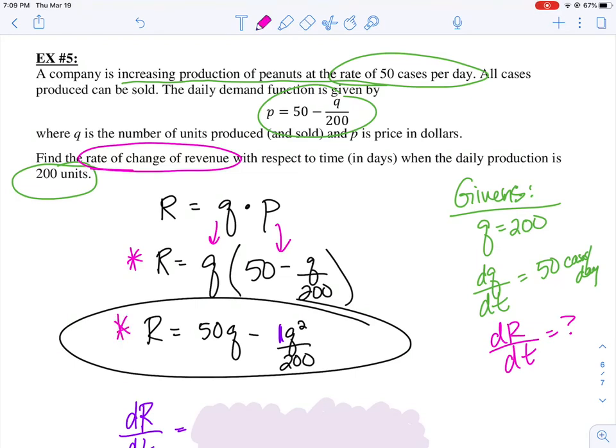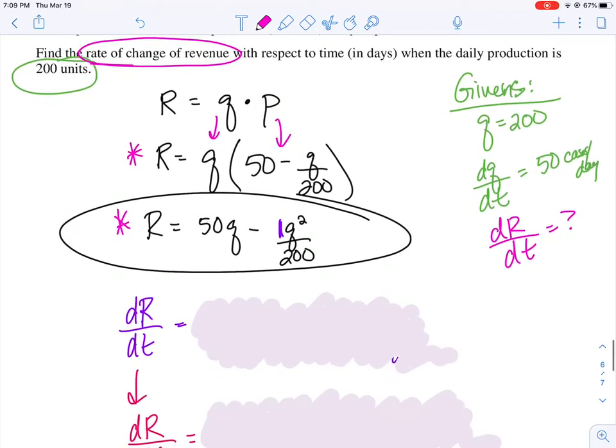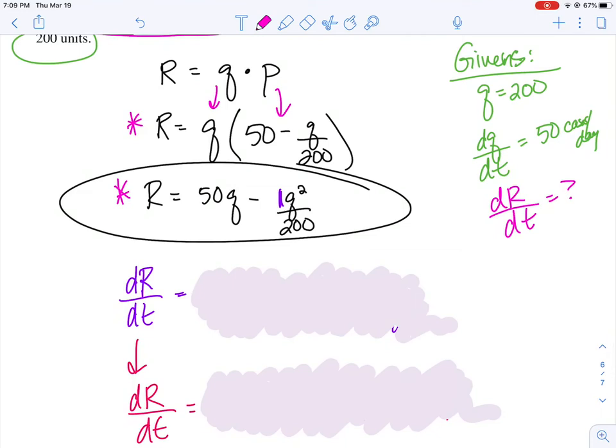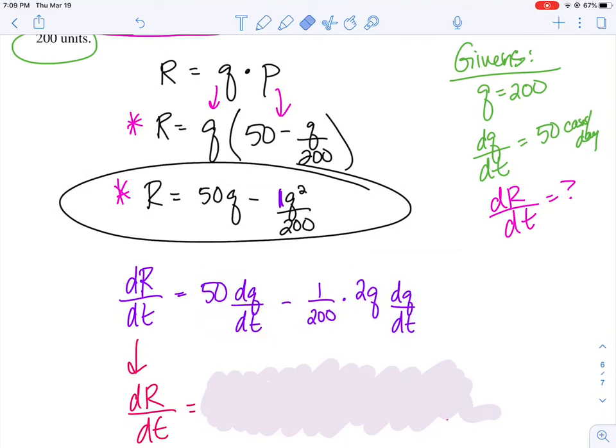So here is my new revenue equation, and I want to find the rate at which that revenue is changing over time. I want to find the derivative with respect to time. So find the derivative of revenue, dR/dt. I ended up getting 50 dQ/dt minus, and I pulled this 1 over 200 out in front as a coefficient, and then I just found the derivative of Q squared. That was a little bit easier for me than doing the quotient rule. I noticed that there was a 1 over 200, that's just a number that I can leave out in front, and then I can find the derivative of the rest of it. So the derivative of Q squared with respect to time is 2Q dQ/dt.